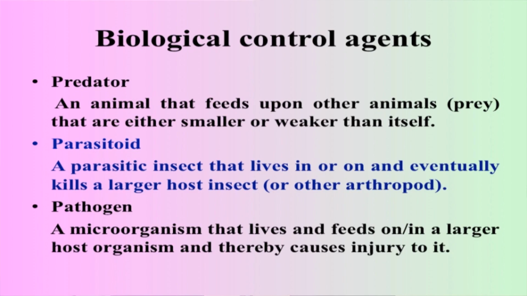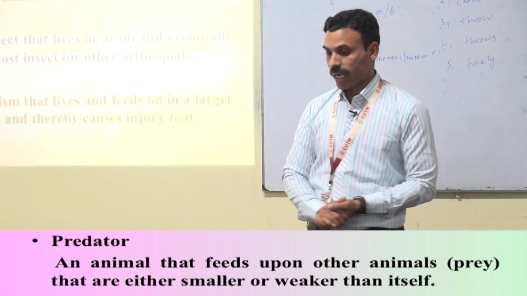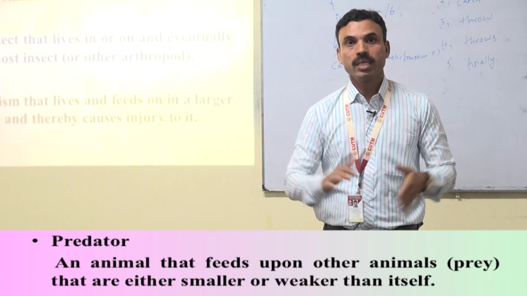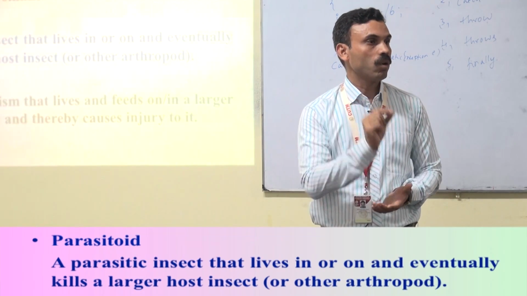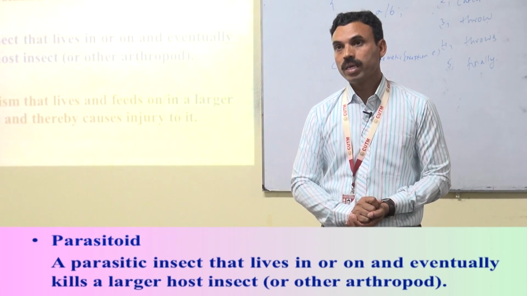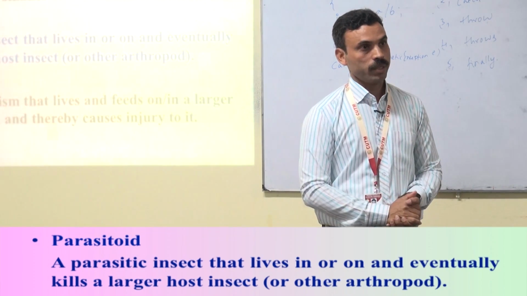So now, the biological control agent, there are three types of biological control agents. One is the predator, another is parasitoids or parasites, and the third is the pathogen. The predator, as we know, is an animal which feeds upon other animals, in a broader sense, whereas a parasitoid is very small and parasitic in nature, and lives in or on a host, and eventually kills it in the process of its development.